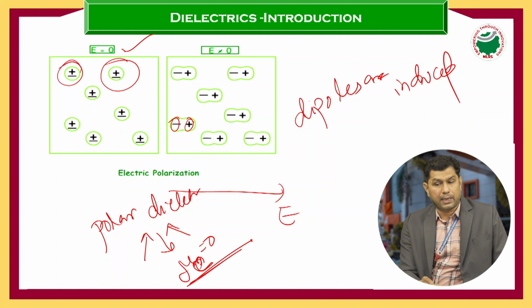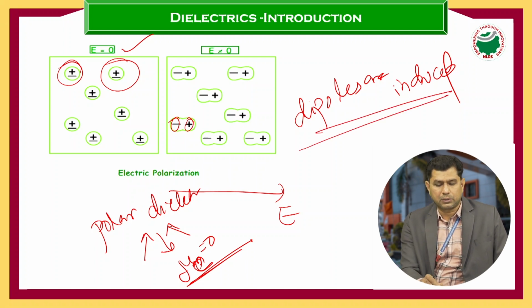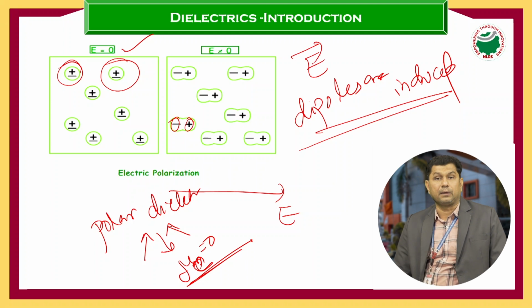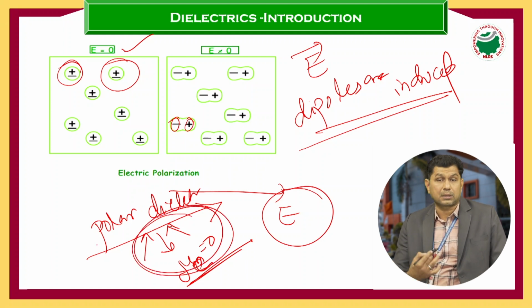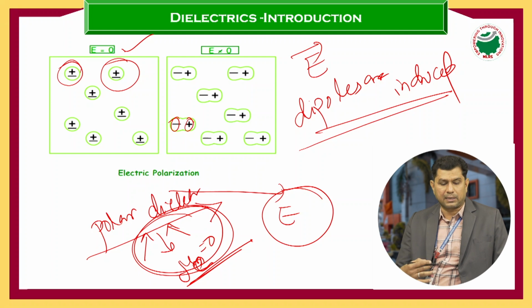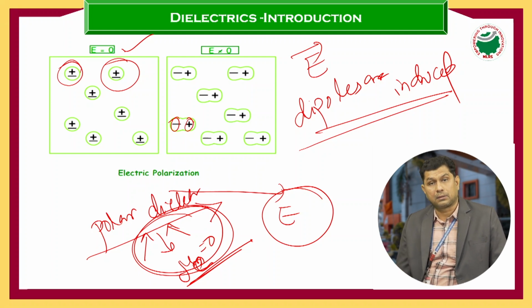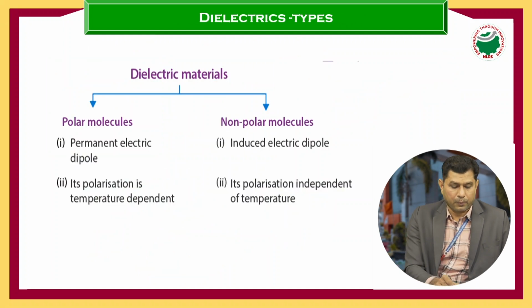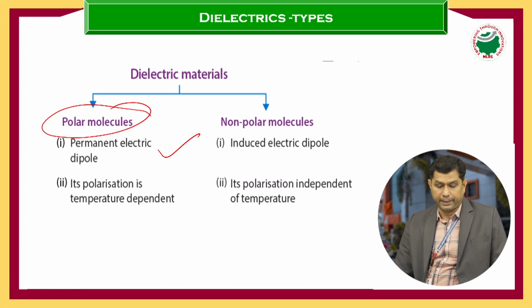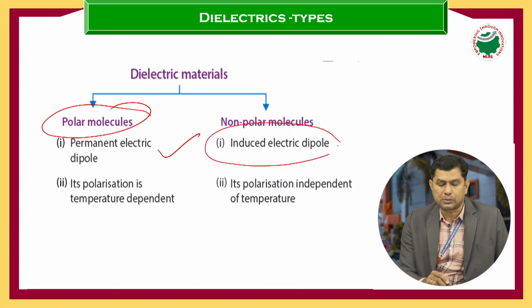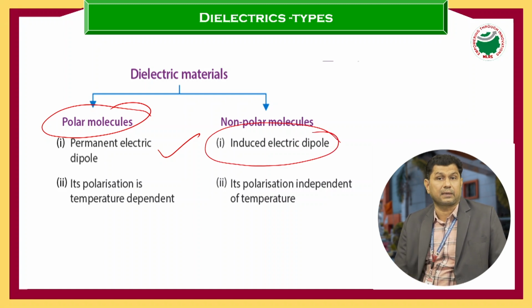In non-polar dielectrics, dipoles are induced due to the application of the electric field. But in case of polar dielectrics, this electric field causes reorientation of the dipoles, causing net dipole moment. That is called polarization. Those polarization techniques we will discuss at a further time. So polar molecules have permanent dipoles, but they are randomly oriented. Non-polar molecules have no dipoles, but when you apply the electric field, then these electric dipoles are induced.